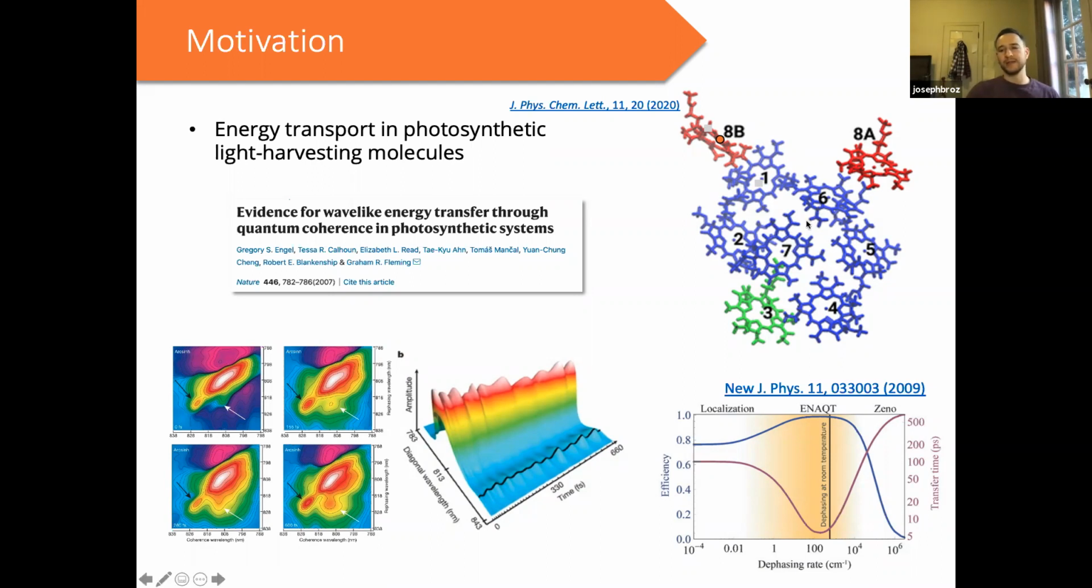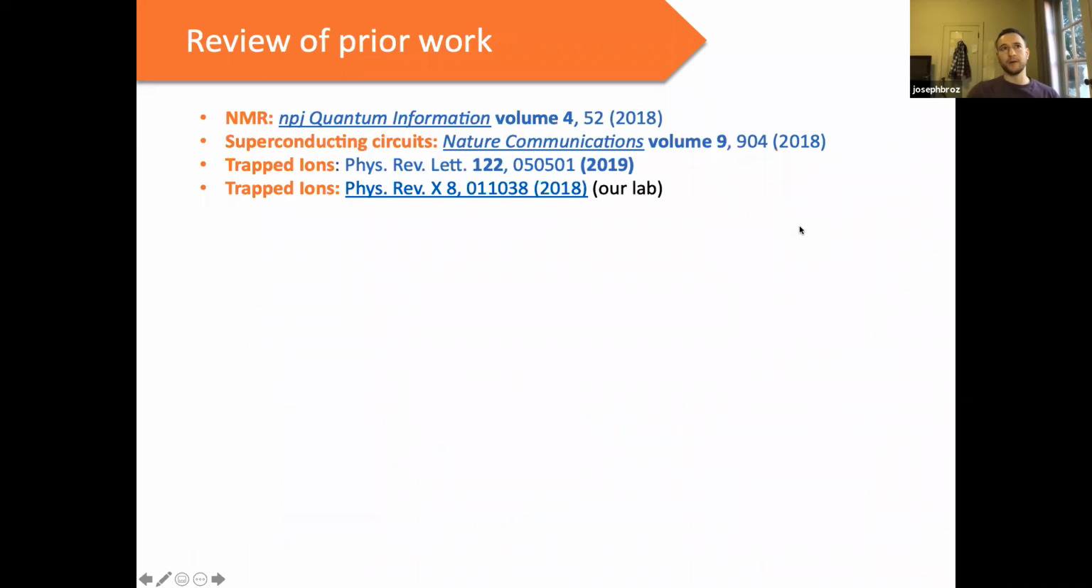But nonetheless, it's a very complicated system, and it's inspired a lot of experimental work, which I'll discuss really quickly. So this paper right here, which I'll mention towards the end, is the one that came out of our lab.